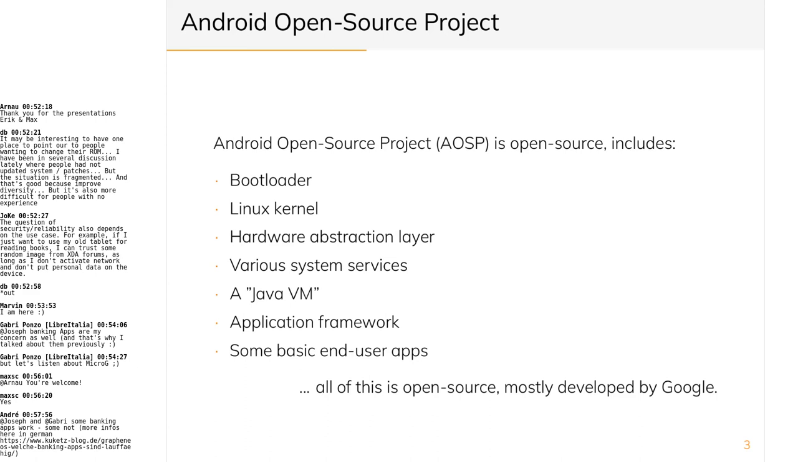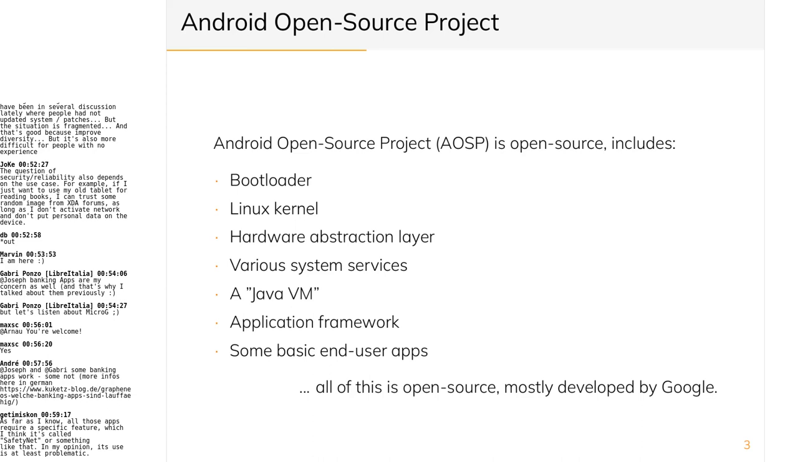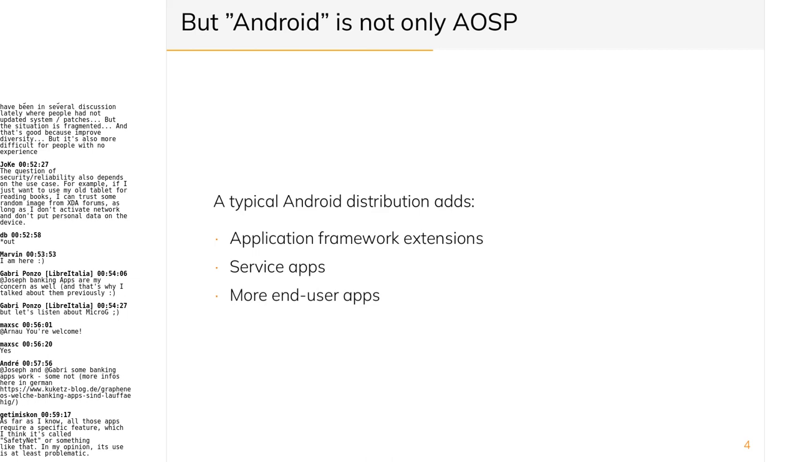There are some inputs from both the open source community and device manufacturers, but the large majority is actually developed by Google. But when we're talking about Android, we're not only talking about the Android open source project, but typically about what runs on the end user device. And there are a few things that are typically added to what is called Android that are not part of AOSP, which is basically three parts.